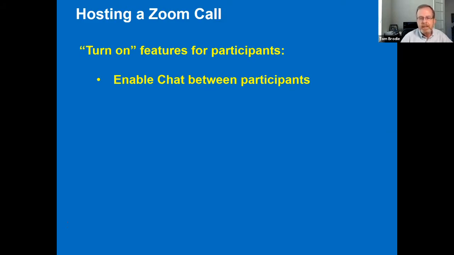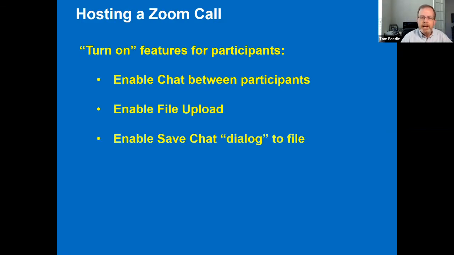You want to enable chat between participants. I think the default is chat with everyone. They can't do a private chat between people. You want to turn that on. You also want to enable the file upload. That's not turned on by default. You need to go in and change that. And then you want to enable saving the chat dialogue to a file. That's got to be turned on as well.